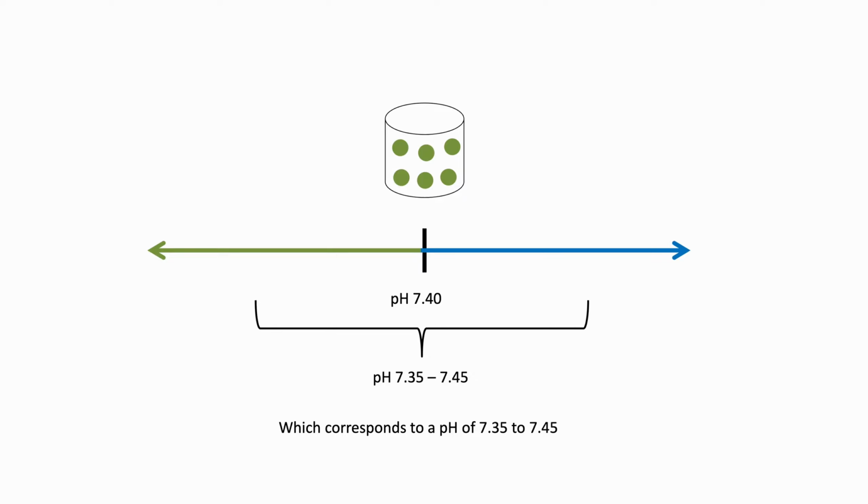35 to 45 nanomoles per liter corresponds to a pH of 7.35 to 7.45. We use the term pH because it is a much easier way to communicate a very small concentration. However, because P represents the negative log, hydrogen concentrations and pH are inversely related. Therefore, a high pH is representative of lower hydrogen concentrations, and a low pH is representative of higher hydrogen concentrations.